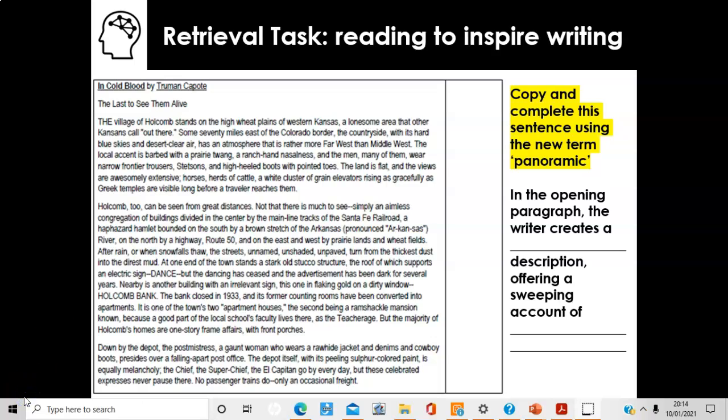Really, there's only one place we can actually put the term panoramic, but it's about how we complete the idea. So are we ready? In the opening paragraph, the writer creates a panoramic description.